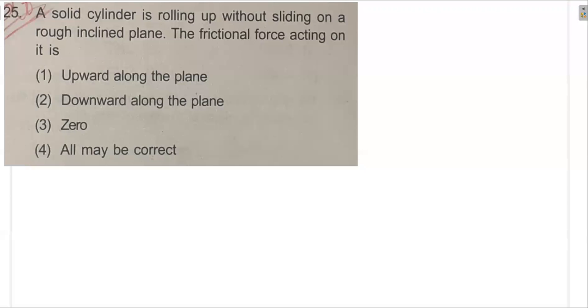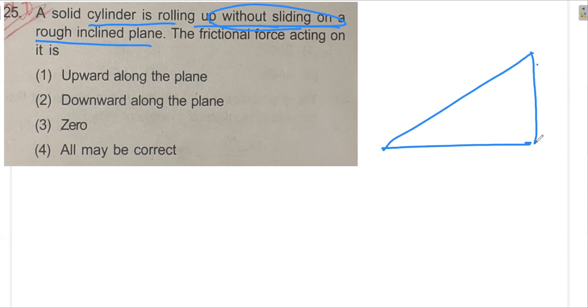Okay, so the next doubt posted here is: a solid cylinder is rolling up without sliding. That's the important one. This is pure rolling without slipping, sliding on a rough inclined plane. What is the frictional force acting on it? You see, if you have watched the previous doubt, it was also similar to this.